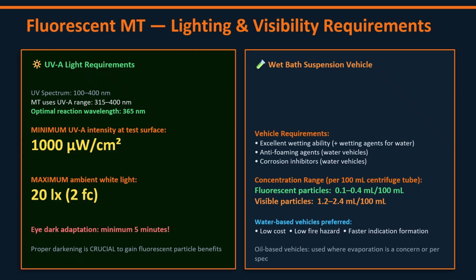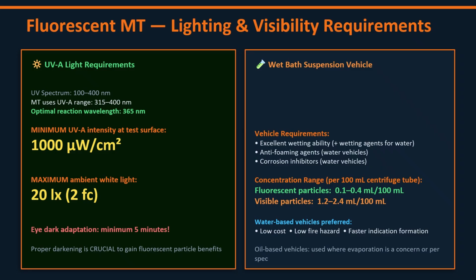The wet bath is another part of the system. Water-based vehicles normally require appropriate wetting agents, anti-foam control, and corrosion inhibition. The particle concentration must be maintained within the specified range. The presentation gives 0.1 to 0.4 ml per 100 ml for fluorescent particles and 1.2 to 2.4 ml per 100 ml for visible particles. Water-based systems are often preferred because they have low fire hazard and can form indications quickly. Oil-based vehicles may be selected where evaporation or the governing specification makes them more suitable.